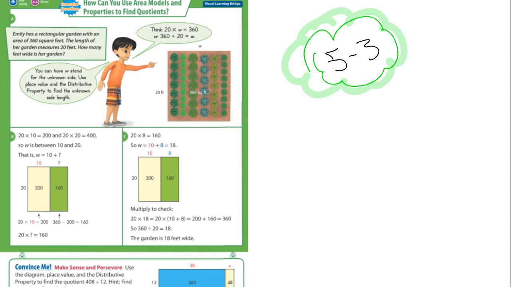Let's see here. The first example says Emily has a rectangular garden with an area of 360 square feet. The length of her garden measures 20 feet. How many feet wide is her garden? They set it up here. We have one side, which is 20, and then we have 360 in here. So really it's going to be 360 divided by 20.